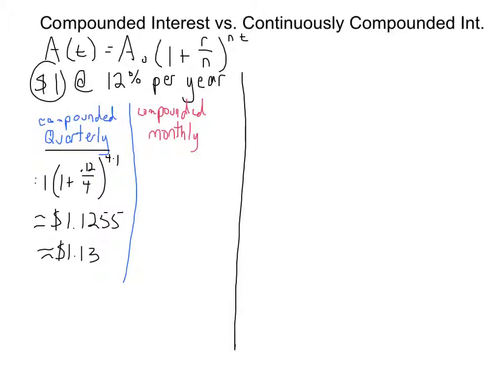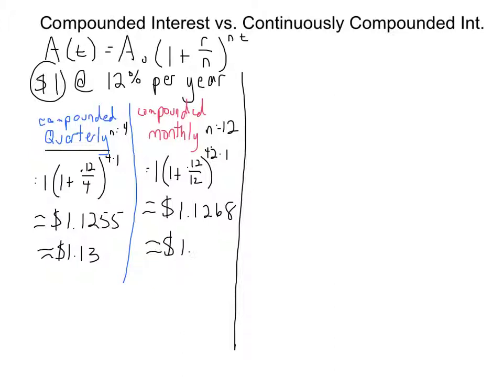Okay? Now I want you to do the same thing, but I want you to compound it monthly. So now instead of n being 4, n is 12. So $1, how much you started with, times 1 plus 0.12 divided by 12, to the, not 4, it's 12 times 1 power, because it's only 1 year. And guess what? You get more money. This time you get $1 and 0.1268. Oh my goodness. So you still have a grand total of about $1.13, but technically speaking, you got a little bit more money.